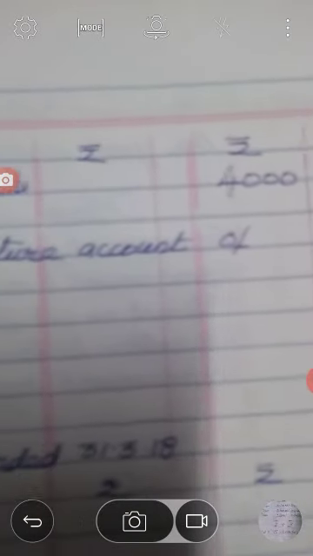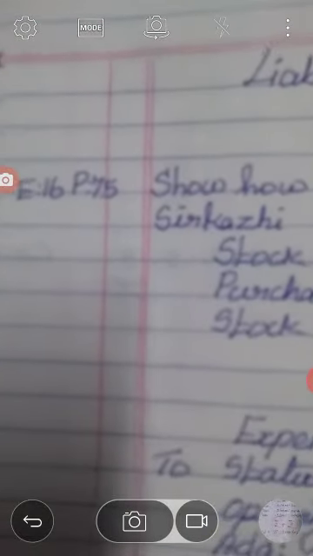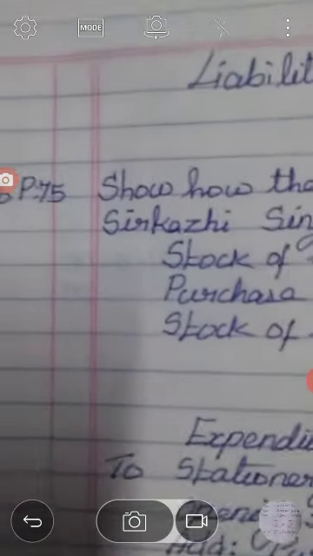Then balance sheet. So balance sheet as on the date should not be given. So the asset side: stock of bats and balls 4,000. That's all. This is the sum. The next illustration, exercise 16, page number 75.